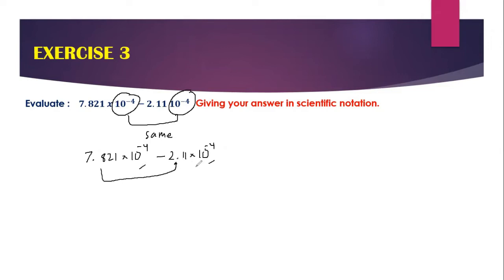Now we're going to subtract. Right? 7.821 minus 2.11, we got 5.711 times 10 to the power minus 4. Right? So, the final answer is 5.711 times 10 to the power minus 4. Is it scientific notation? Yes. One digit already before the decimal. Okay, so the scientific notation is done.